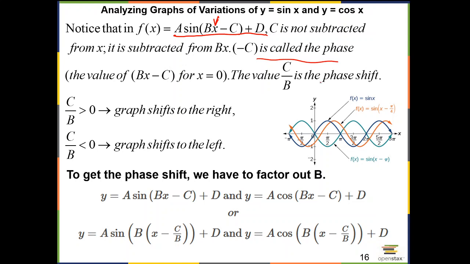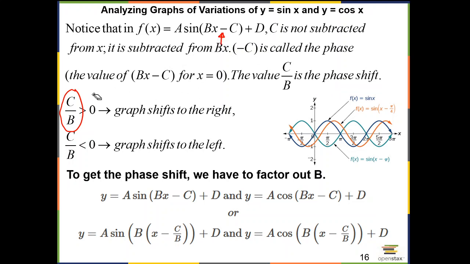We are interested in the phase shift. And that is how much the graph is moved to the left or right. The sign of this tells us whether it's moved to the left or moved to the right. So if c over b is positive, then the graph moves to the right. And that's why we put a minus here, so that when the shift is positive, it goes to the right. Right?